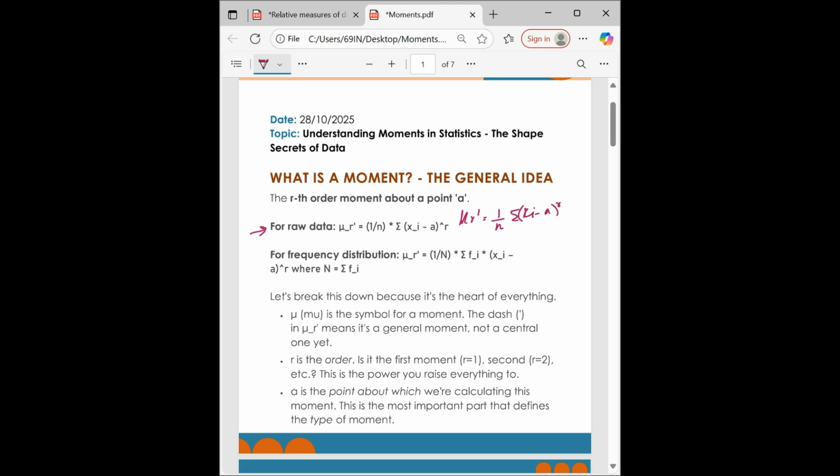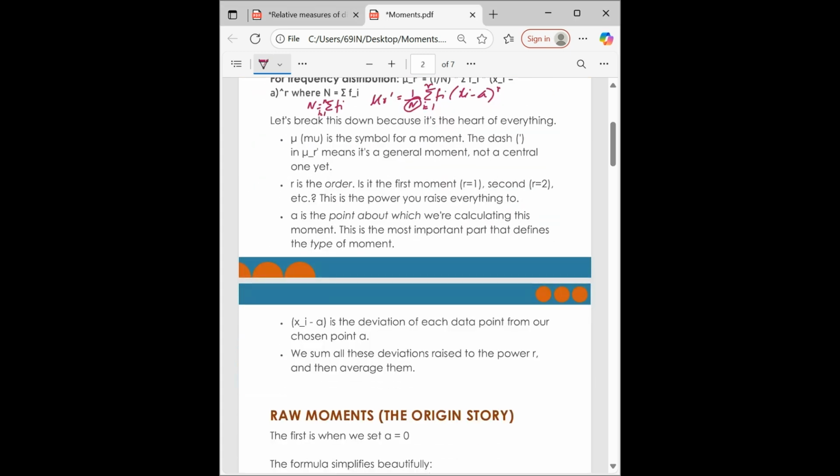For a frequency distribution, the formula is mu r dash is equal to 1 by n into summation fi into (xi minus A) whole to the power r, where n is equal to summation fi, and i running from 1 to n. Now let's break this down because it's the heart of everything.